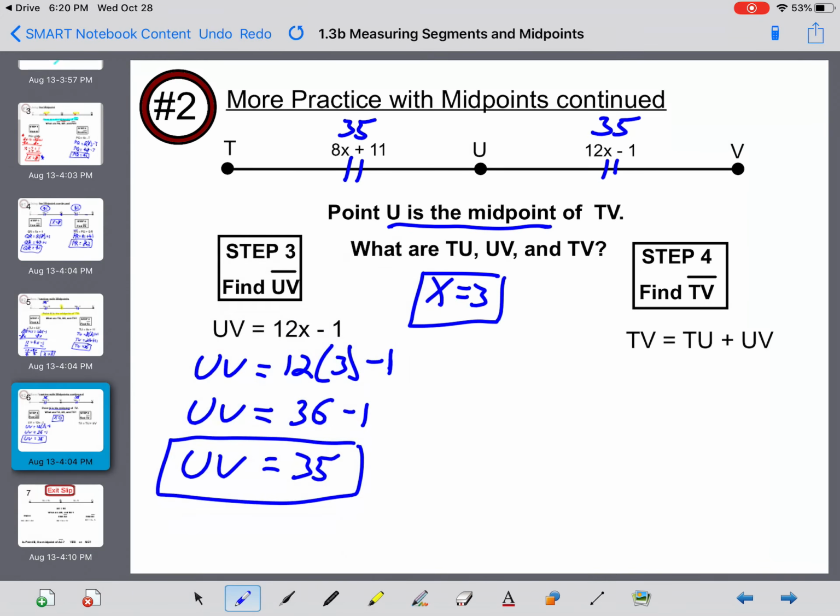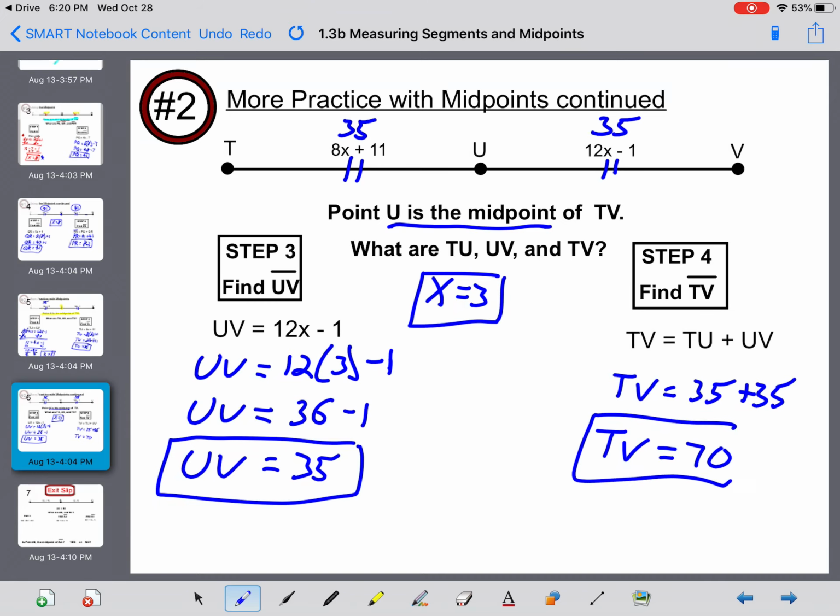Okay, in order to find TV, we're just going to add the two segments. TV is equal to 35 plus 35. So TV is equal to 70.